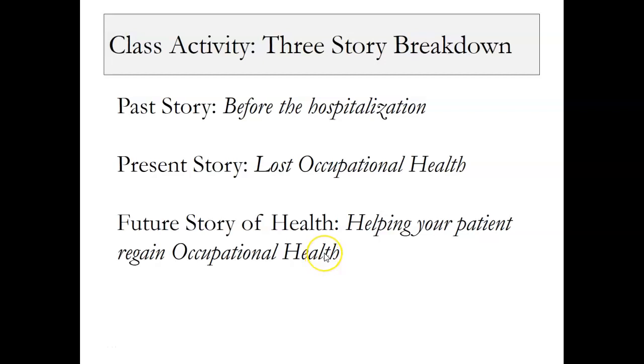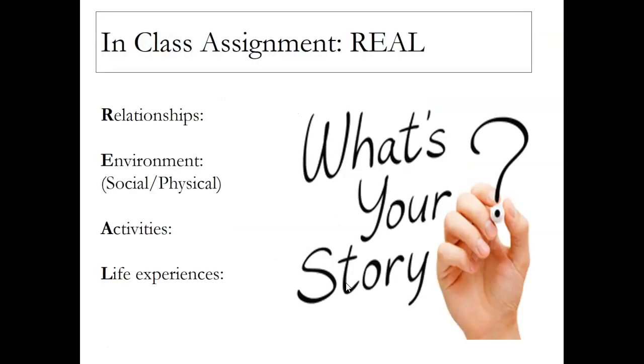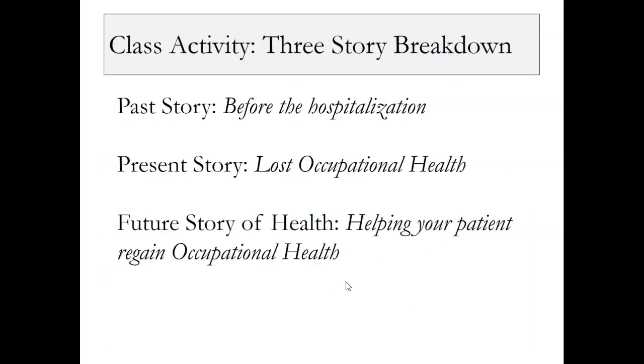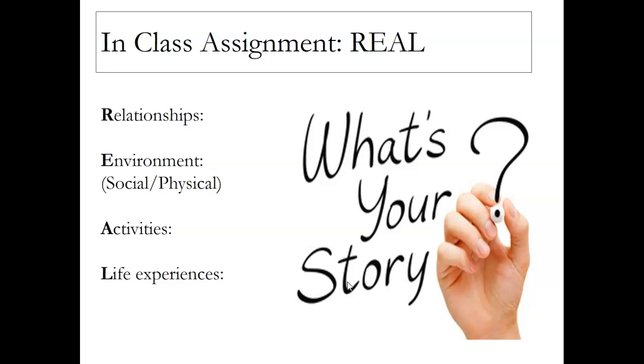Okay, so we were talking about the three-story breakdown. From that story, try to break it down into those three stories: before he was hospitalized, his life in the rehab facility, and then what's your future story of him? Which direction would you go with him? He's kind of tricky. Thinking about his past, what's meaningful to him, what would you do with him? Then we'll talk about what actually happened.